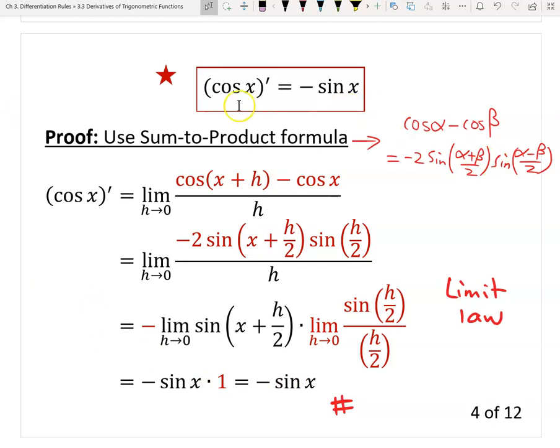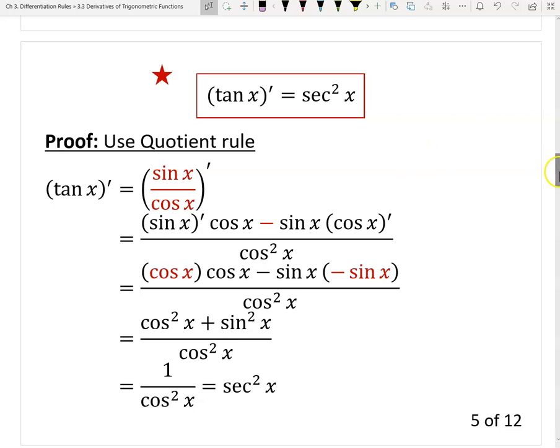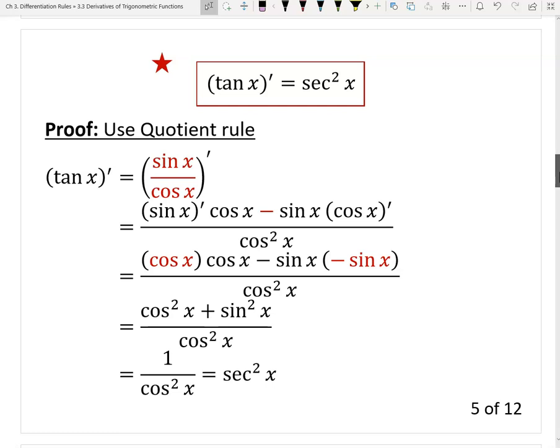Okay, so now you get the second formula, which is a cosine. Take a derivative goes to negative sine. Don't miss this negative, okay? Let me go into the third type of trig function we learned before. The third type is tangent, okay?